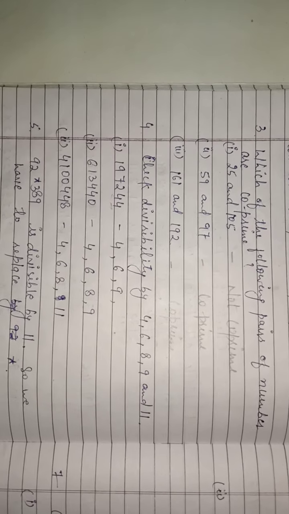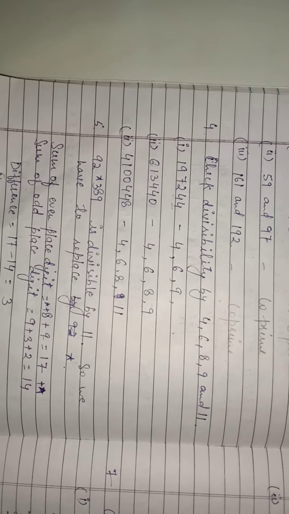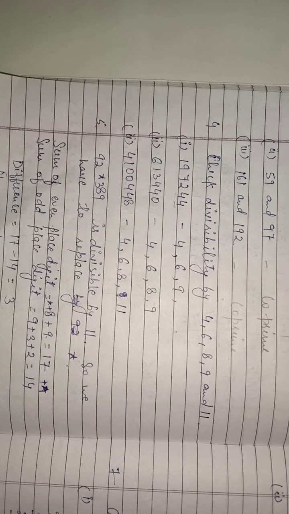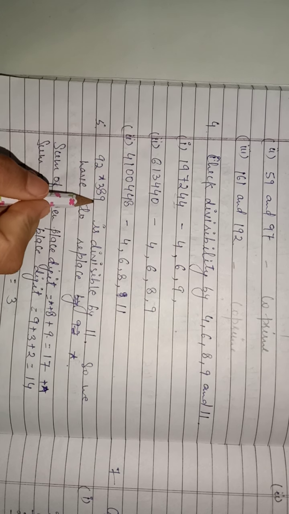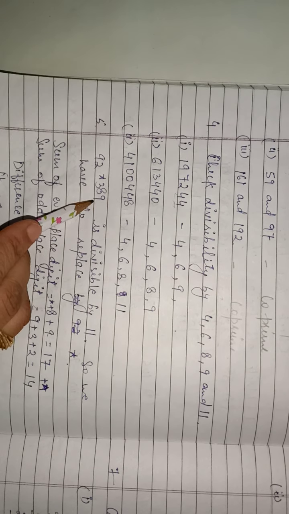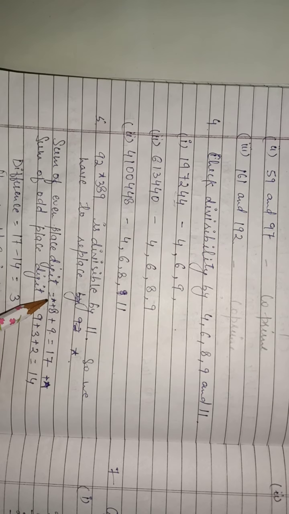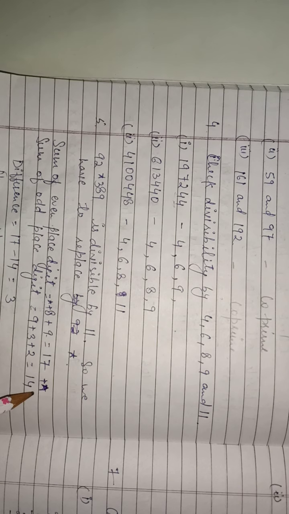And now going to the fifth question, here we are given that the number is 92*389 and the number is divisible by 11. We have to replace the star by a digit. So for the divisibility of 11, we will add the even place digits. So for the even place digits we add 8, star and 9. So 8 plus 9 and star, we get 17 plus star.